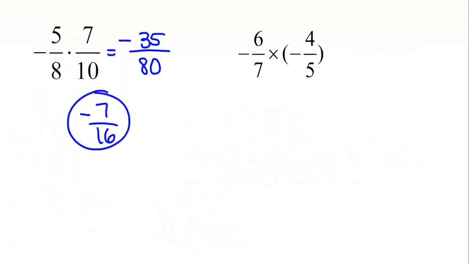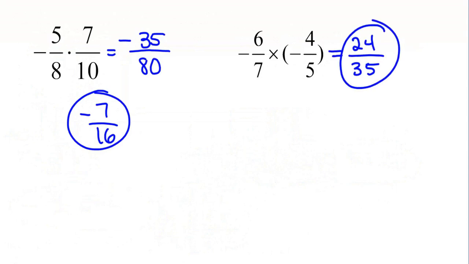There's my answer. Here, -6/7 times -4/5. A negative times a negative is going to be positive, so I just need to multiply the numerators together. I get 24. Denominators, I get 35. And that is actually simplified, and that's going to be positive because it was a negative times a negative. 24/35 is my answer there.